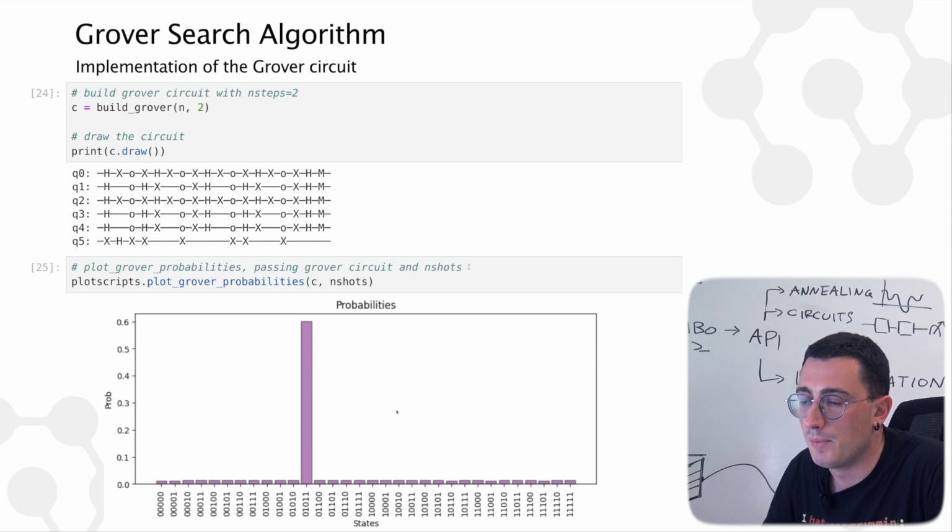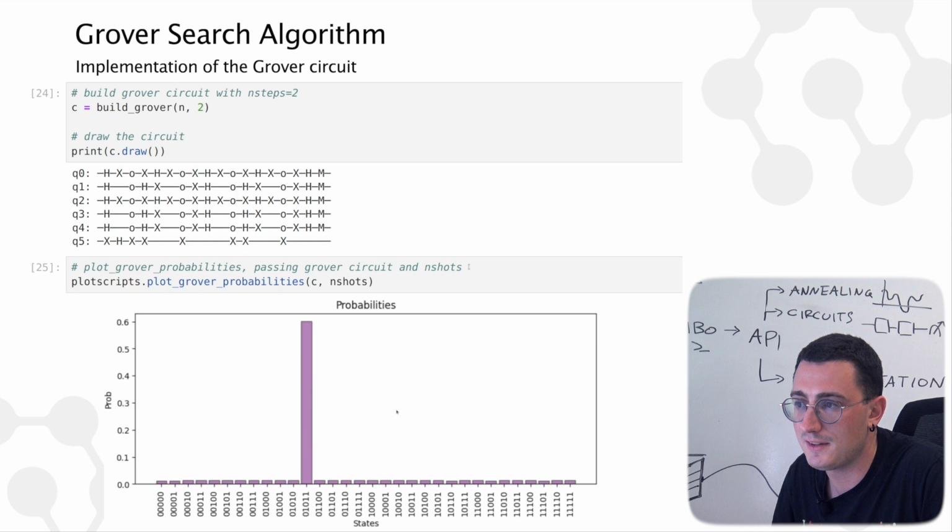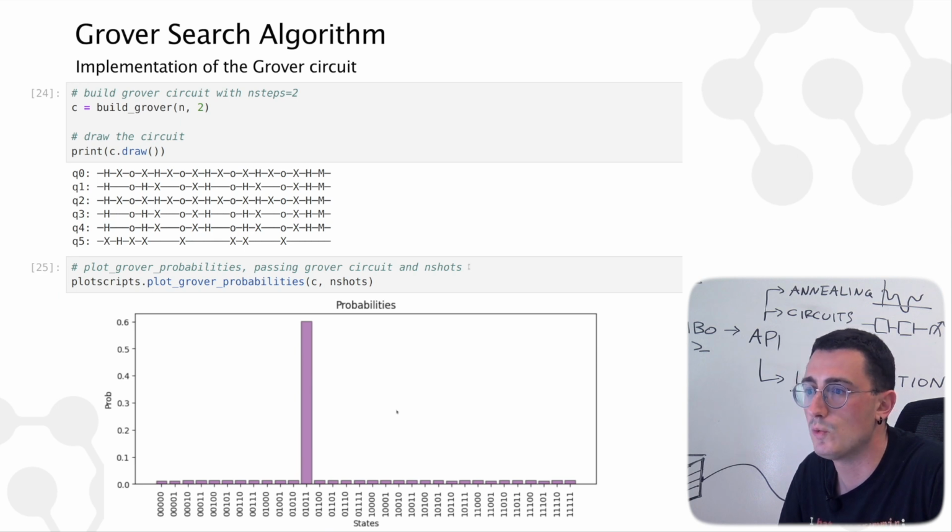Again, the amplitudes of the non-guilty states are decreasing, while the amplitude of the guilty state is increasing. Now, we want to understand how many times we want to do that. And also, since we want to get the right answer with a probability close to 1, it's important to see which is the probability that we are now getting corresponding to the guilty state.